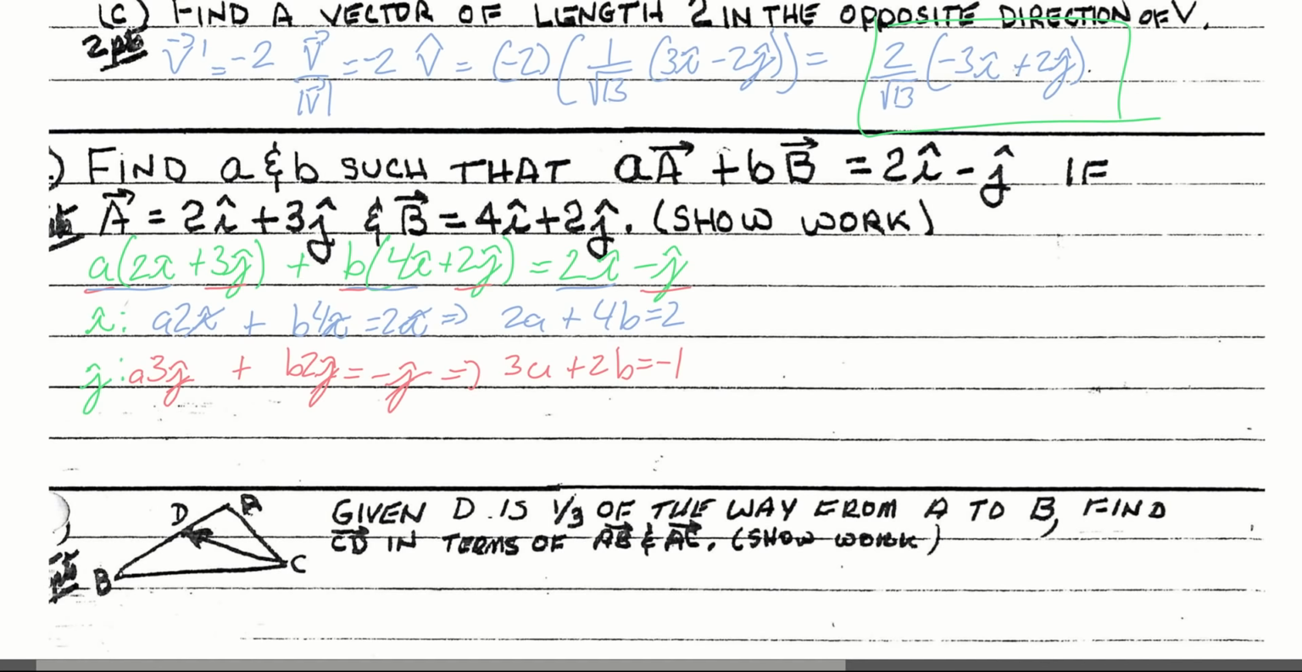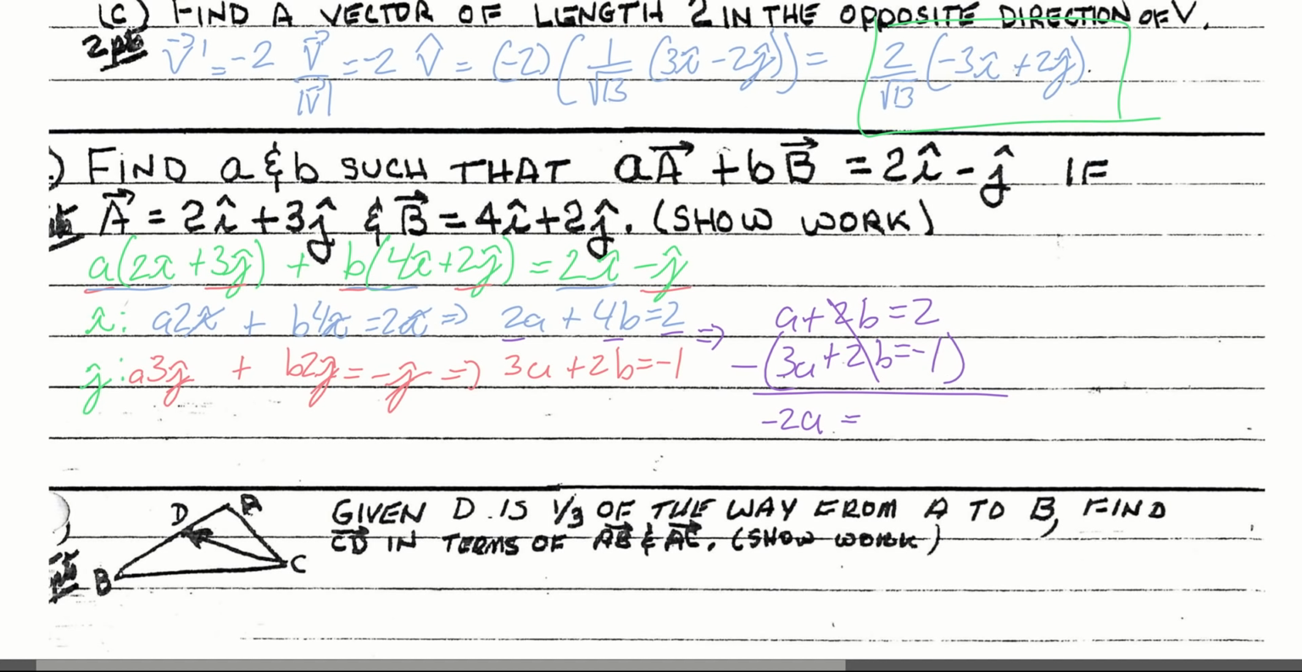Now you can solve the system of equations. There are several different ways you can go about it. I normally like the cancellation method. So here I see that there is a common factor of 2. I'm going to take out those 2's, so then I'm left with a plus 2b equals 1. And then I have 3a plus 2b equals negative 1. I can then subtract the first equation from the other equation, which leaves 2a and cancels out my 2b's.